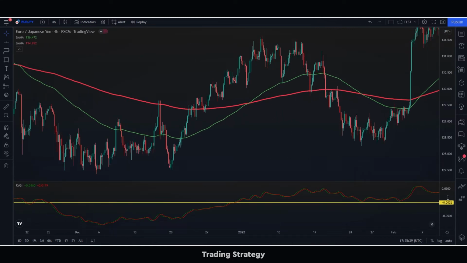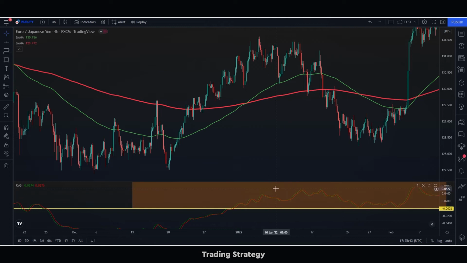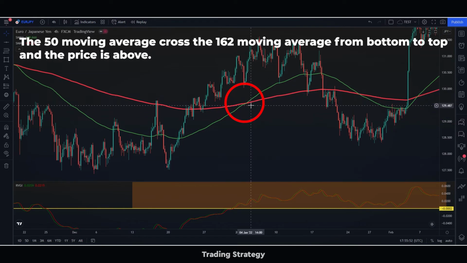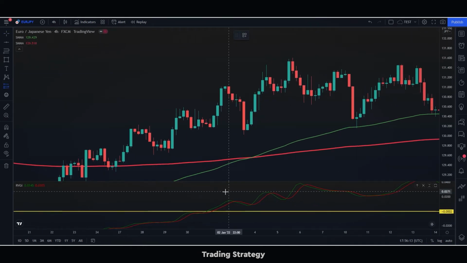Example of a buy operation. First, we will have to see that the RVI is above its center line. If this is the case, we will expect the 50 moving average to cross the 162 moving average from bottom to top and price to be above it. If all this is true, we will carry out the purchase operation when the green line of the RVI crosses the red line from the bottom up.